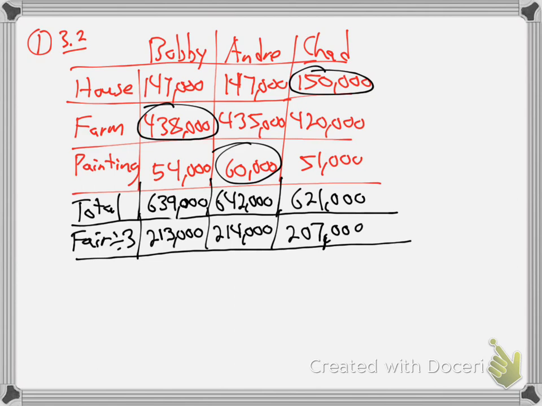So when all is said and done, if we give Bobby $213,000 worth of stuff, money and objects, according to how he values objects, then he'll have to say that he was treated fairly, right? Same thing for Andre and Chad. So that's the goal. By the end of this, we will have given people objects and money so that they all feel in their own value system that they got a fair deal in the inheritance.